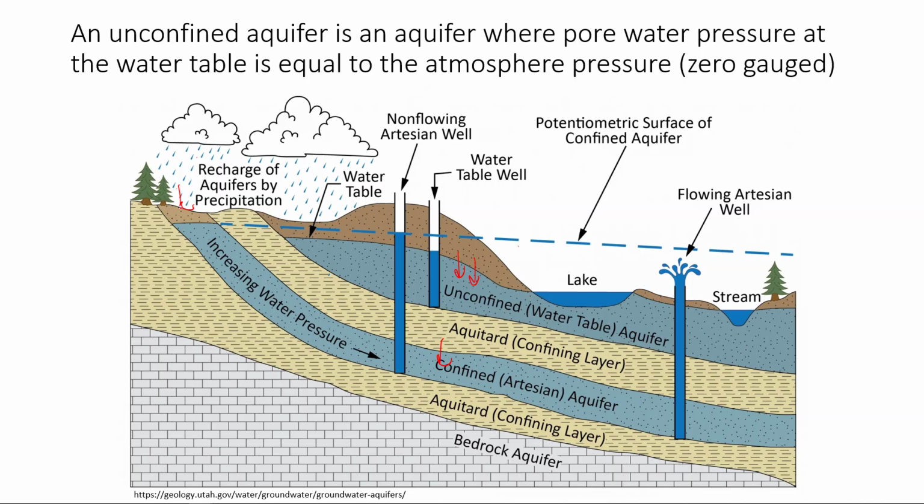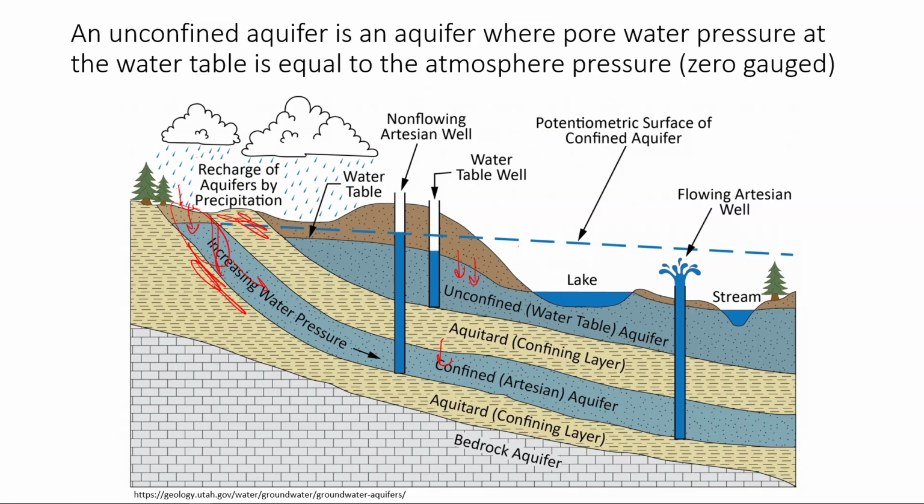Here is an interesting thing. See this part here? This is an unconfined aquifer, but once it's here, it becomes confined because you have two confining layers. So this part is unconfined, and everything here is confined. So these terms are relative. Okay, so the water table, what is this? Now we learned the difference between unconfined and confined. Let's now learn the difference between a water table and a potentiometric surface.